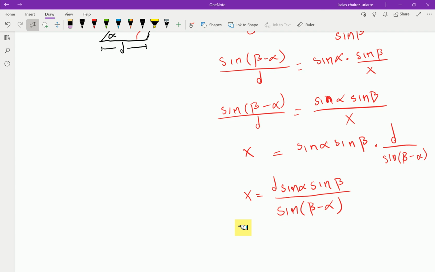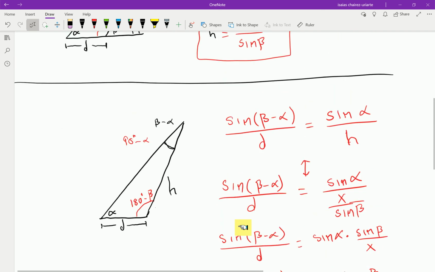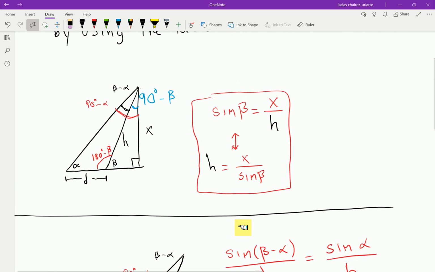So I hope this little explanation of this problem clarifies things. It's not as bad as it looks, but it definitely requires a little bit of attention.